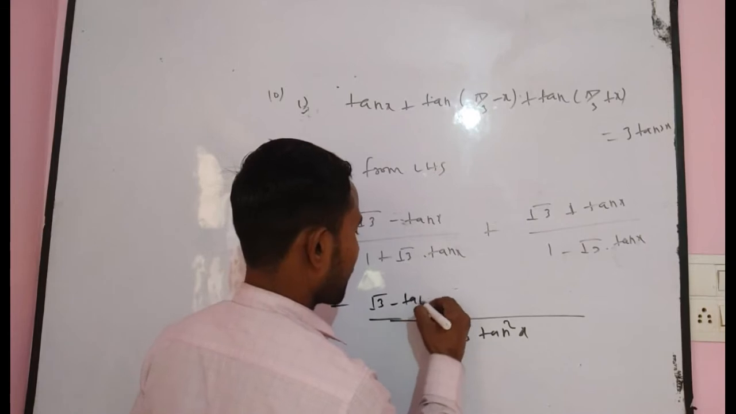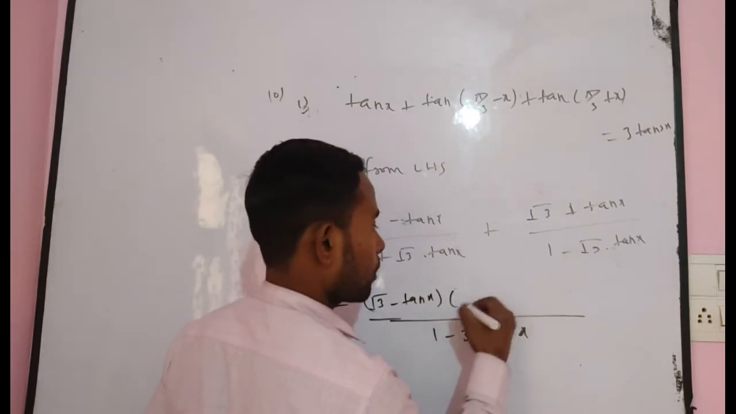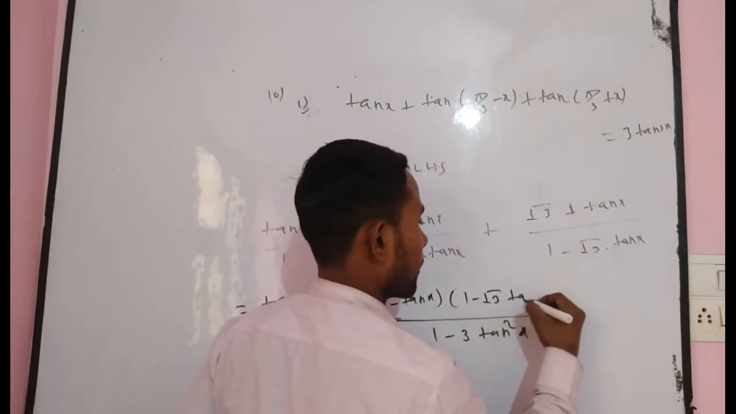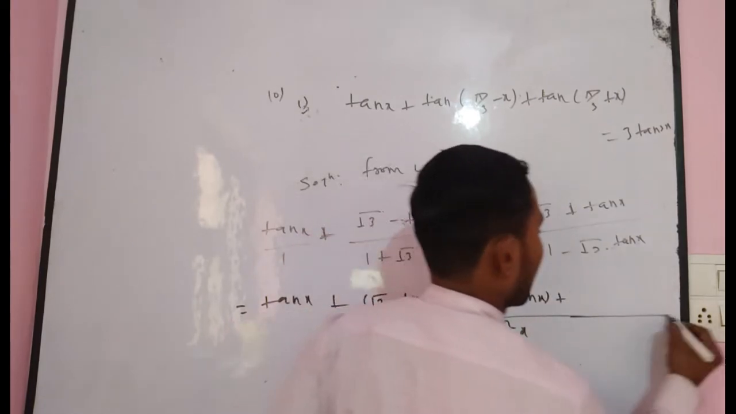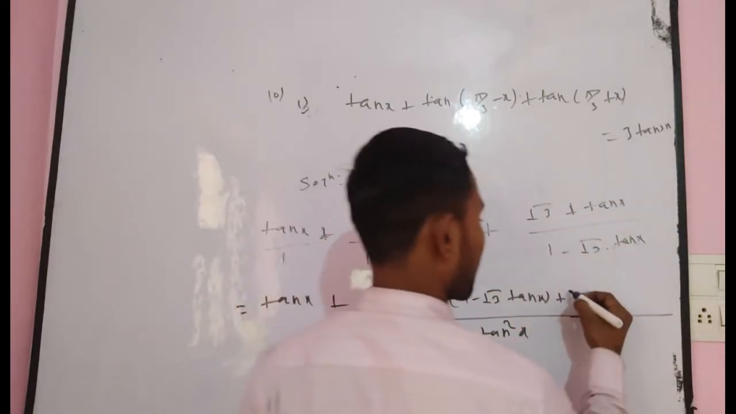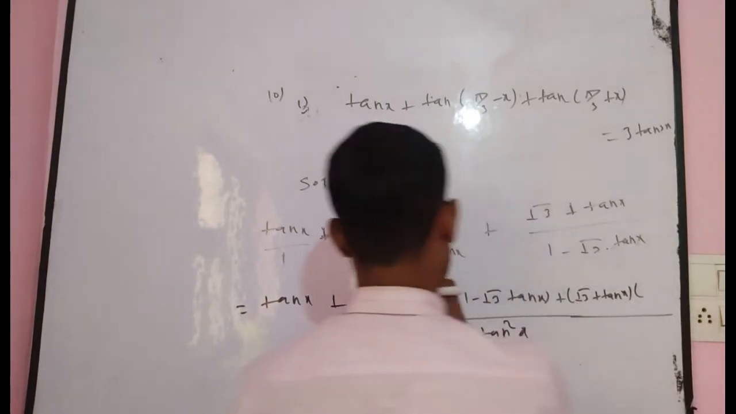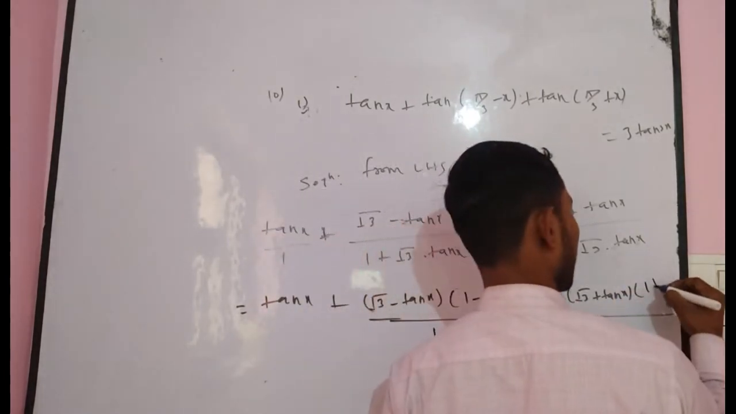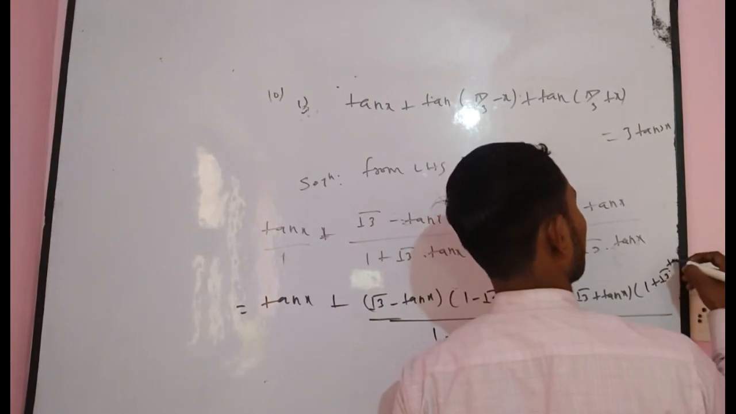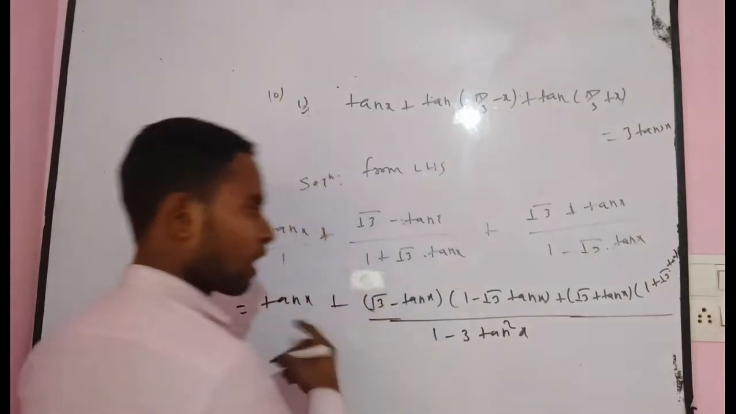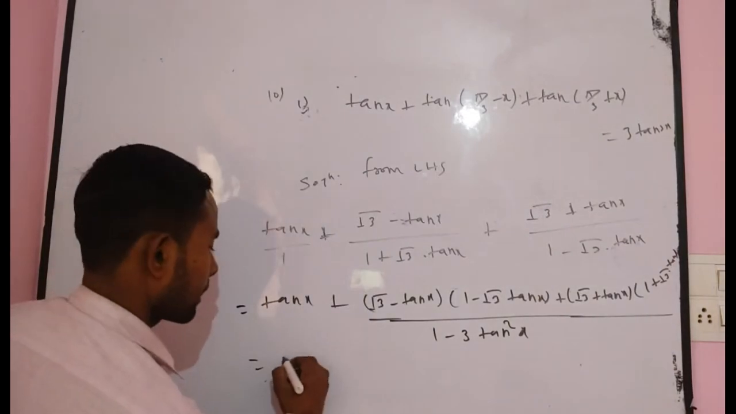Root 3 minus tan x into 1 minus root 3 tan x, plus the next term will be root 3 plus tan x into 1 plus root 3 tan x. I think you understand. Now you have to simply calculate it.